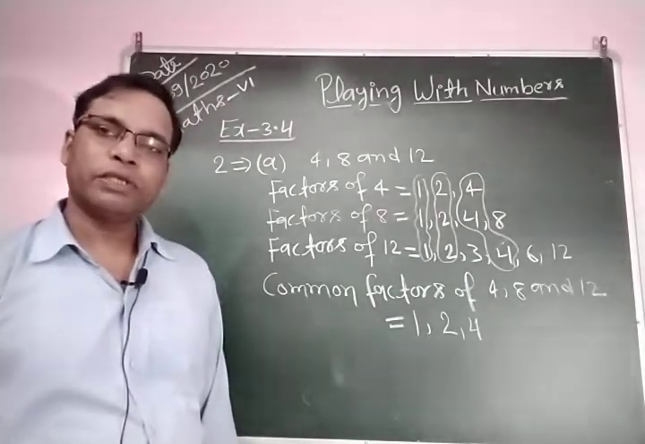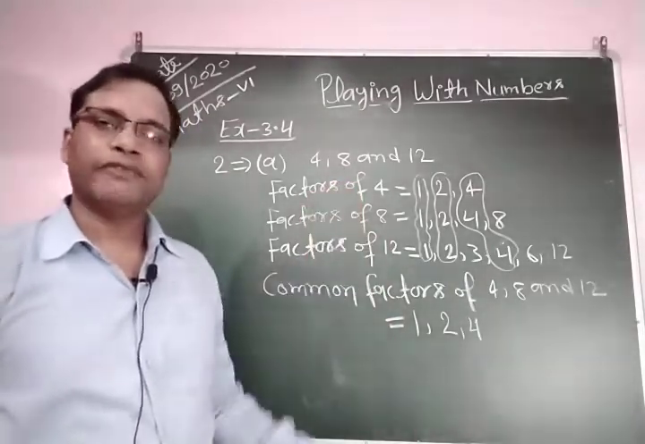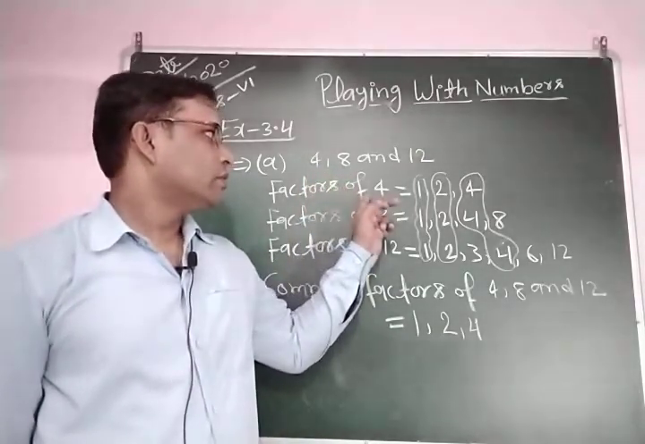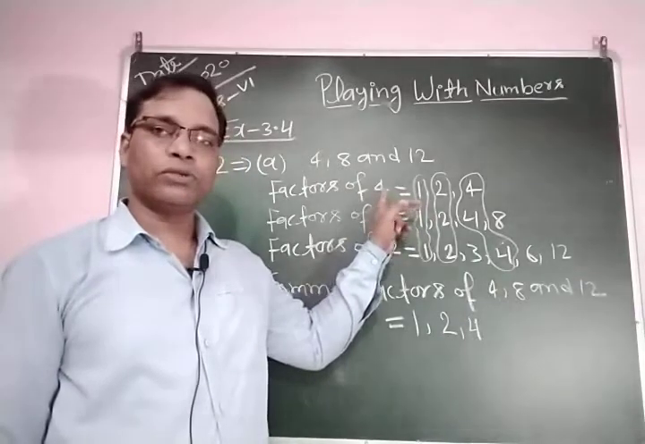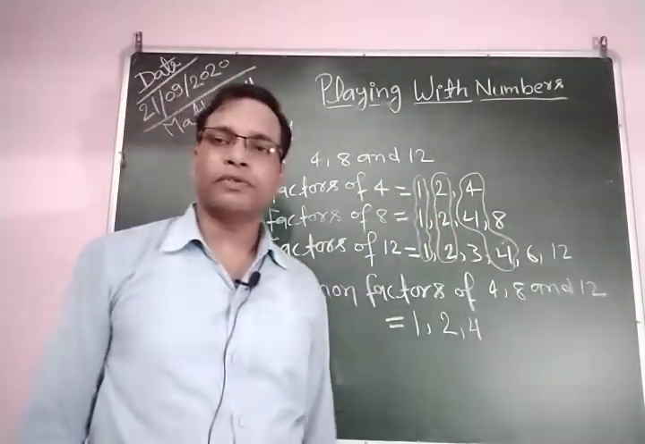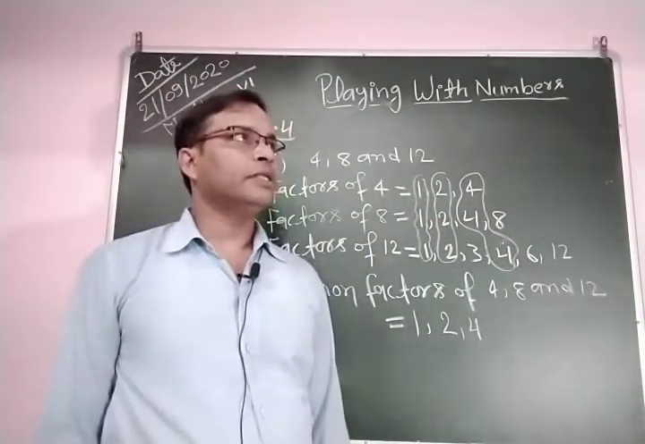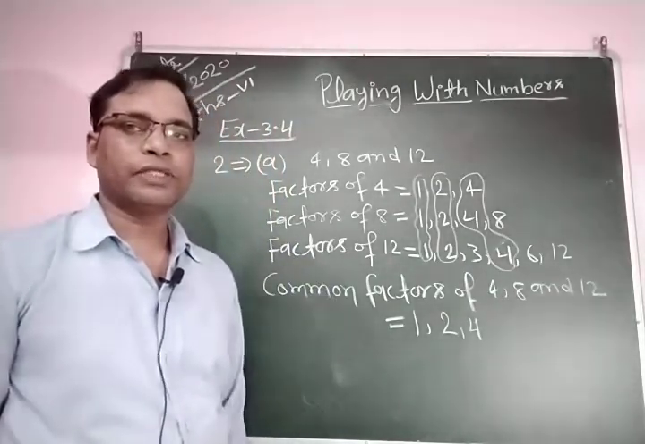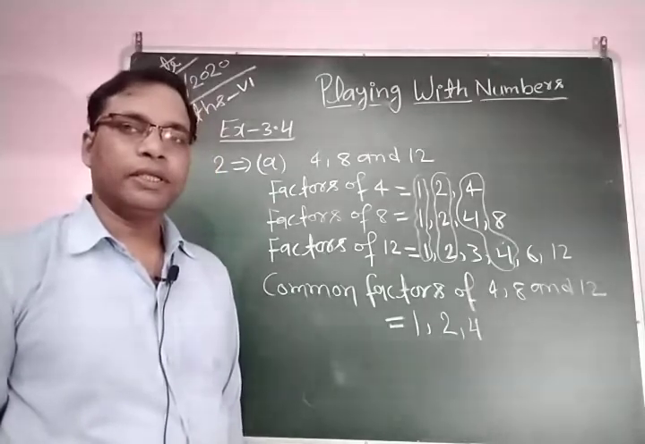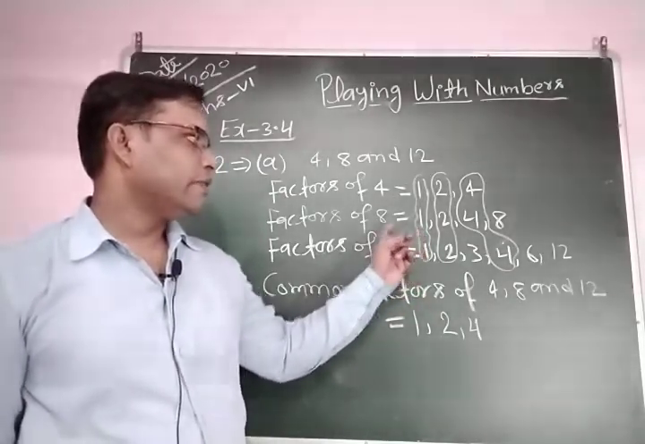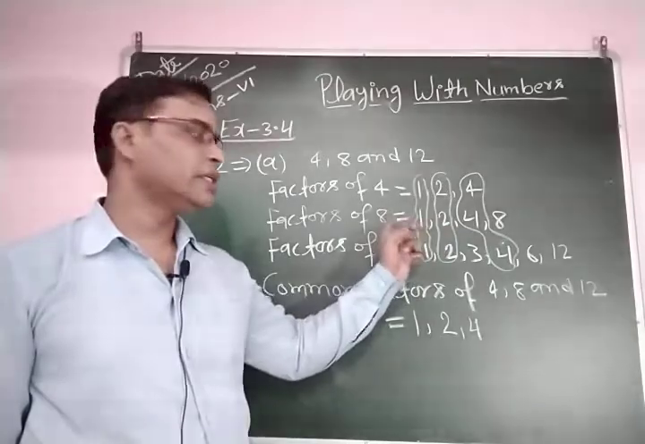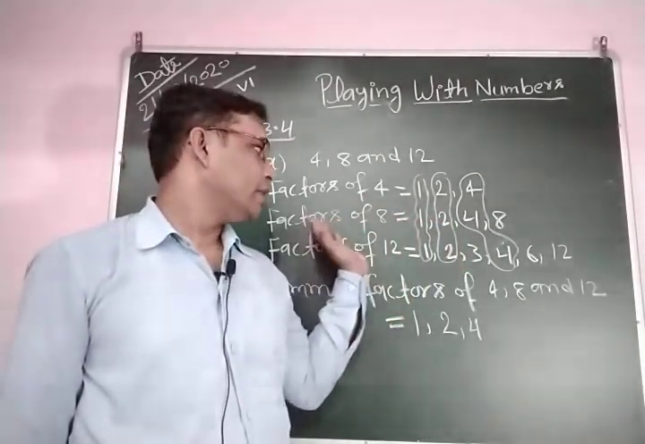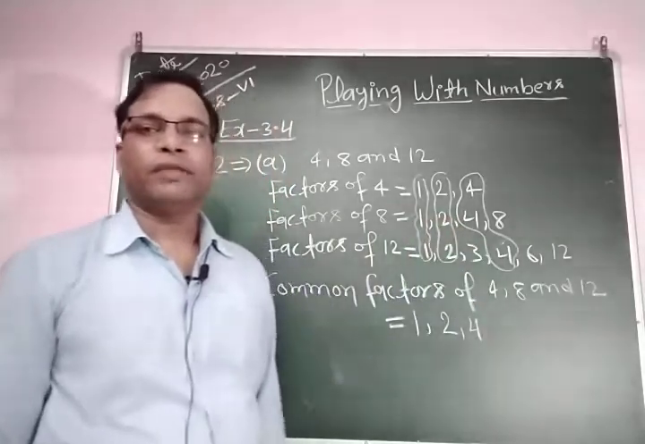All those numbers which divide the given number are factors of the given number. What are the factors of 4? 1 divides 4, 2 divides 4, and 4 also divides 4. So the factors of 4 are 1, 2 and 4. Now the factors of 8: 1 divides 8, 2 divides 8, 4 divides 8, and 8 divides itself. So all these numbers 1, 2, 4 and 8 are factors of 8.